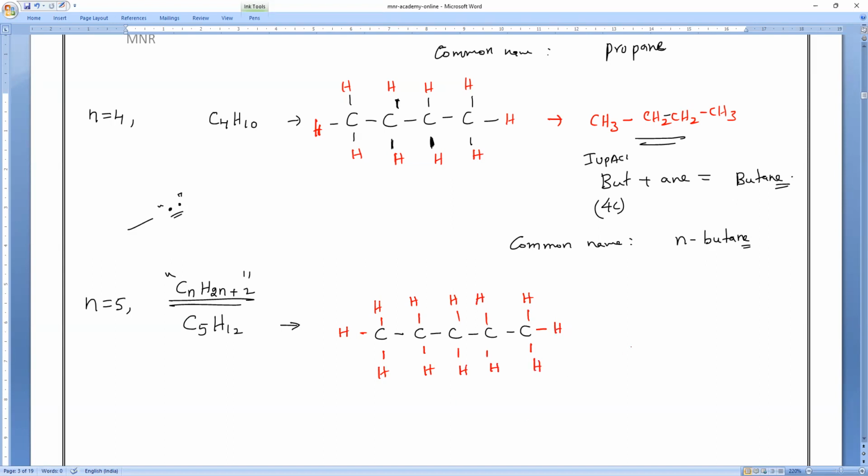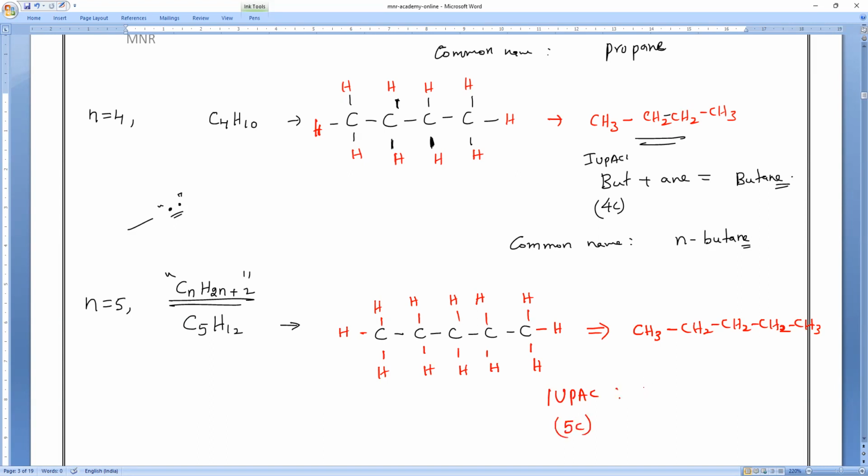Now, what is the condensed formula, everybody? Condensed formula, please. CH3, CH2, CH2, CH2, CH3. So this is the condensed structural formula. Condensed structural formula of what? What is that name? Pentane. Understand? So the IUPAC name: 5 carbons are there.